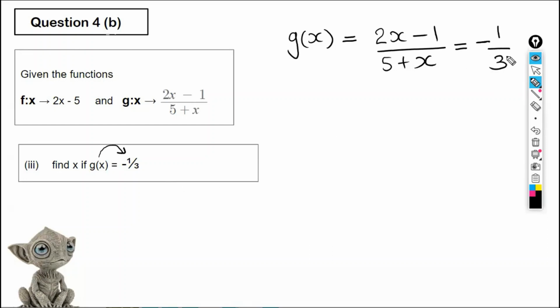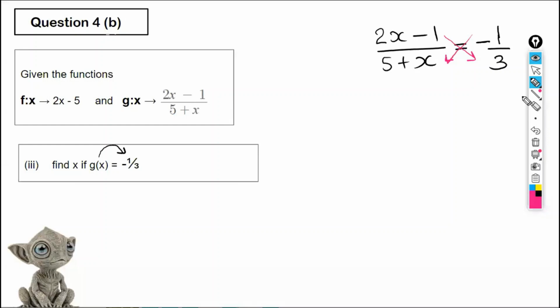Now, you can put a minus on top or you can put a minus underneath, right? But it's good practice to put a minus sign on top. So once you equate the whole equation to minus 1/3, you just have to cross multiply now and solve for x. I'll give everyone a chance to try. Cross multiply and solve for x.